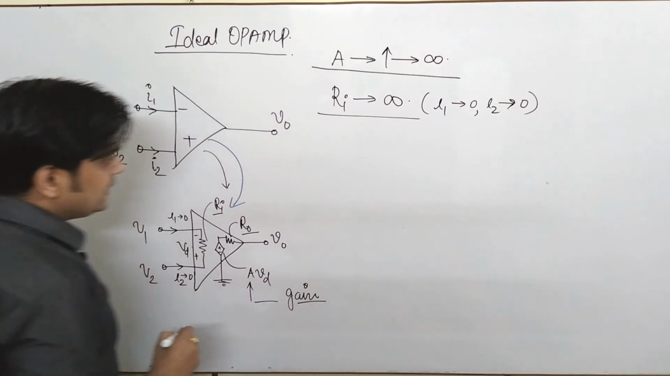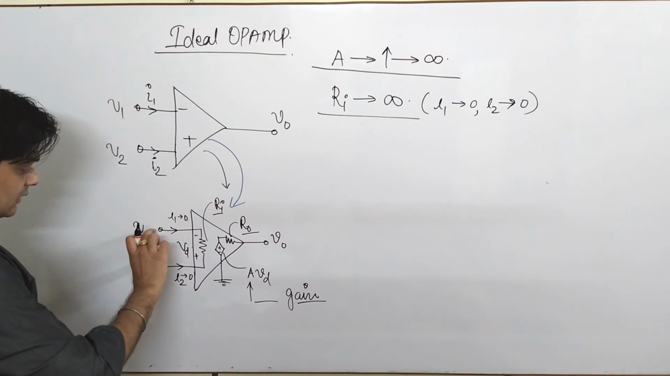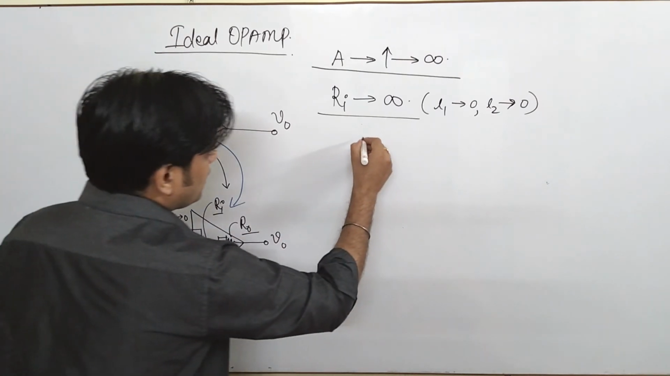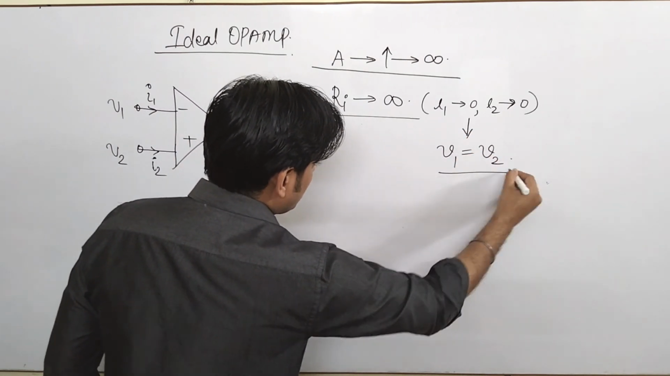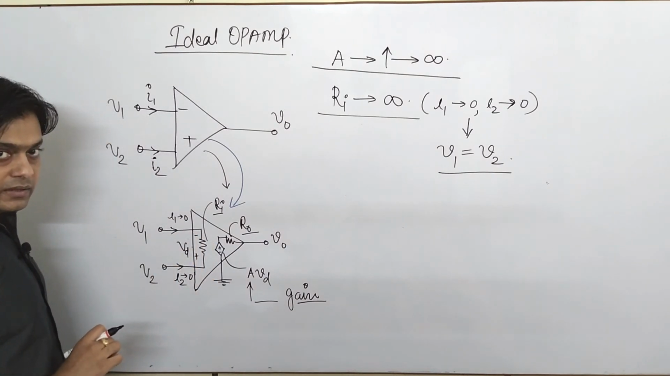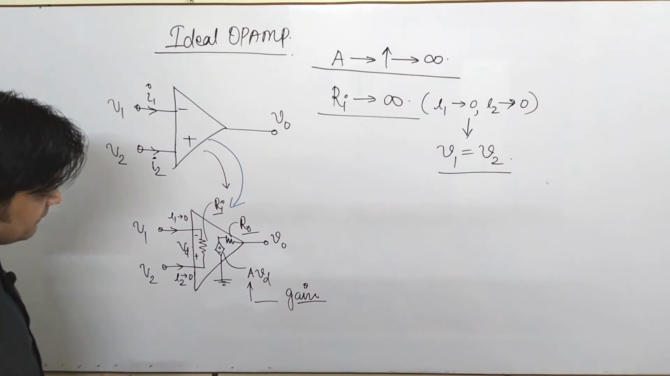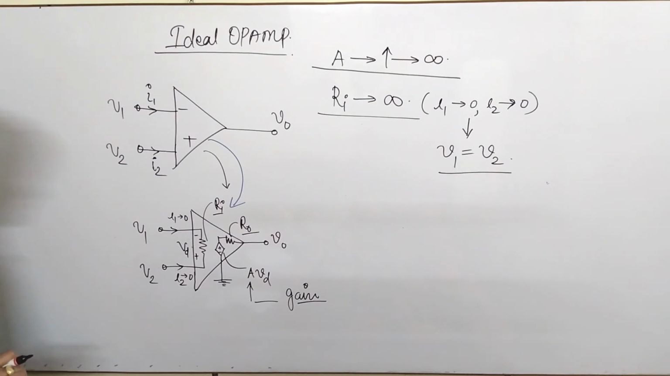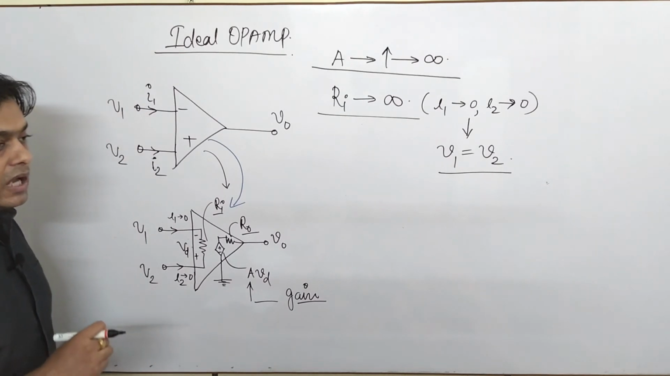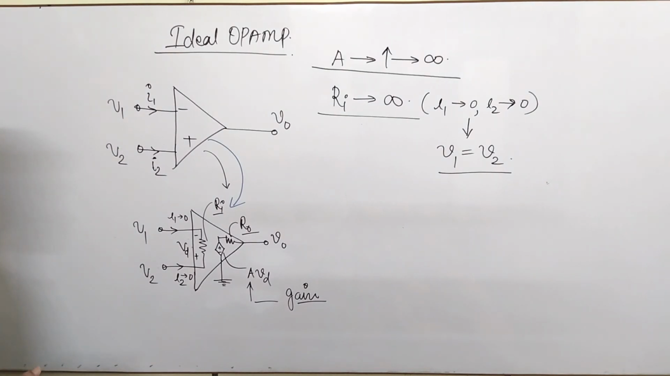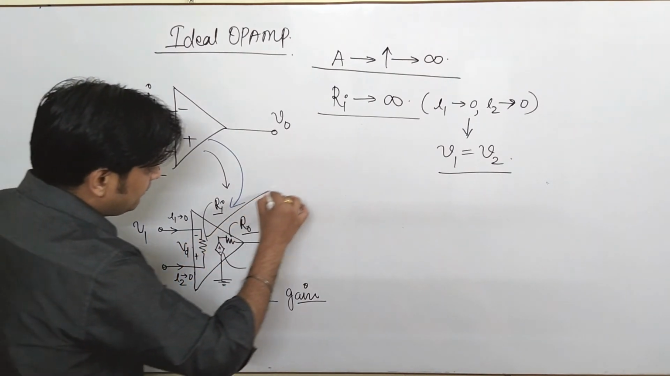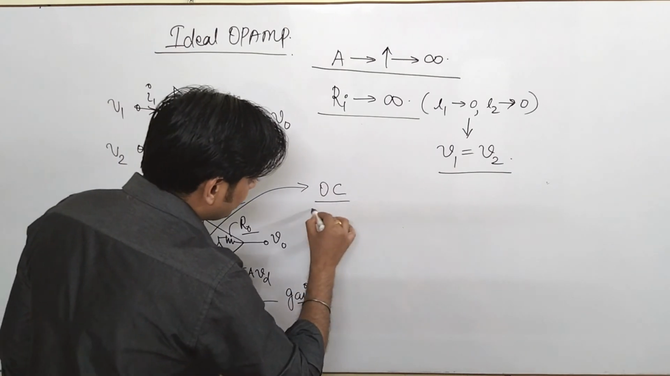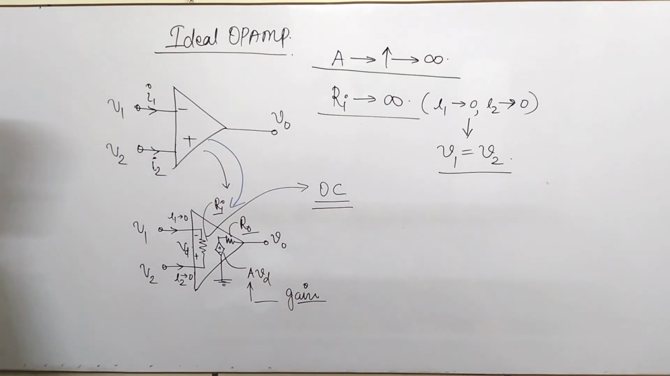And if I1 and I2 go 0, that means you can say that V1 and V2 are equal. The meaning of Ri infinite is what? It means I goes 0. It means no current will flow from here, or it behaves like an open circuit.